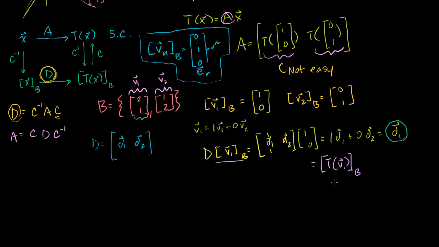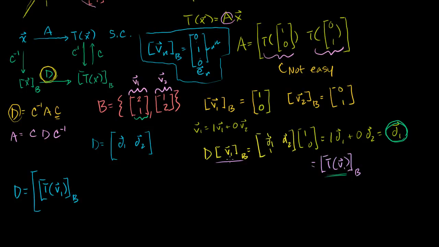Now, what's useful about this? Well, just applying this little logic, D times this guy is that guy, we figured out that the first column of D is equal to the transformation applied to our first basis vector in B coordinates. So if I wanted to rewrite D, I could rewrite D like this. The first column is D1, which is the same thing as the transformation applied to v1, our first basis vector, in B coordinates. Now, what is D2?